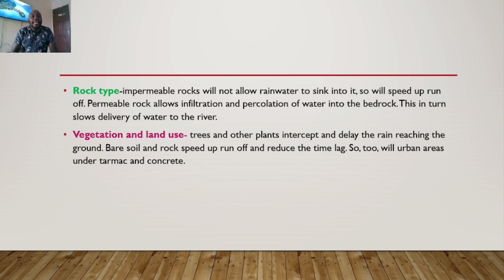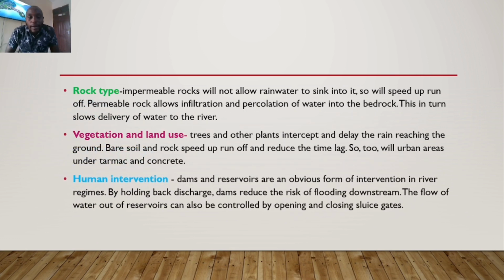Urban areas, when we talk about land use, have a lot of paved, built-up concrete surfaces. They do not allow water to pass into the ground, so they increase the speed of that runoff. When the speed of runoff is increased, the time between the peak rainfall and the peak discharge is reduced, so that lag time is shortened, and that will increase the river discharge. Understood?